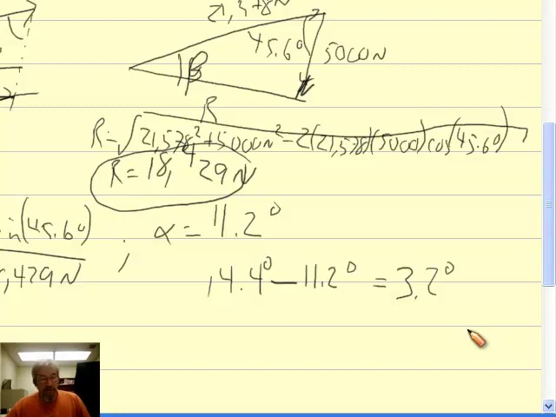This is a lot more cumbersome, I think, a lot more confusing, at least for me. And so that's why I prefer the method of resolving vectors. Or if you had Google SketchUp available, or something that makes it really easy to draw things, graphical analysis was pretty good too.